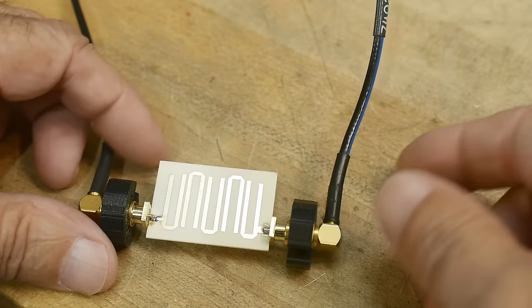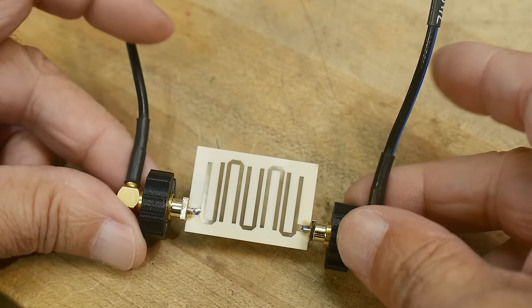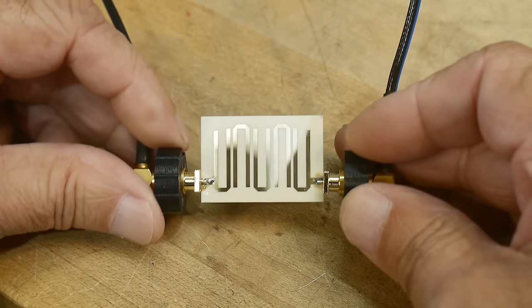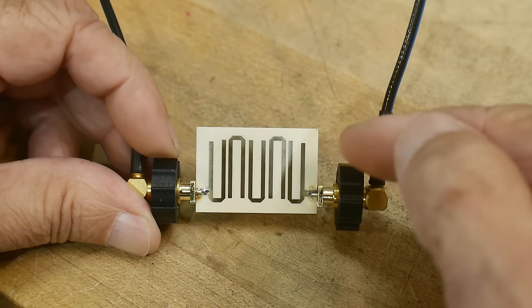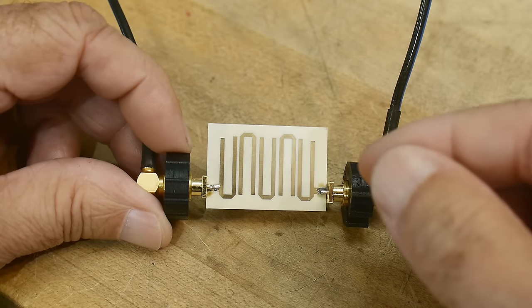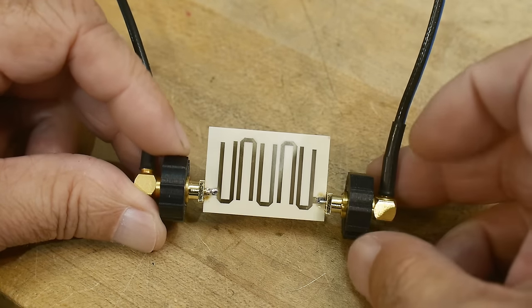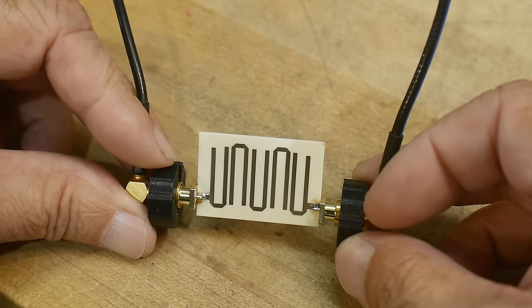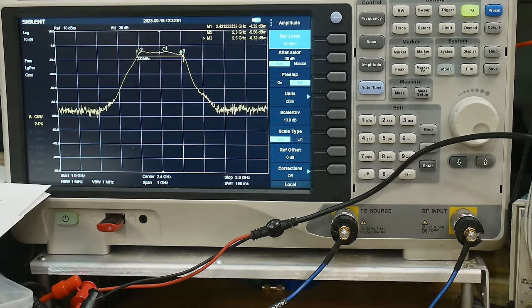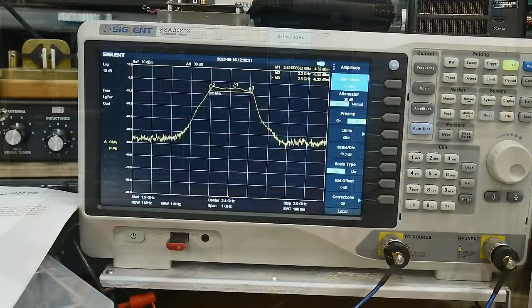All right, I put some SMA connectors on one of the boards, and it's a little difficult to do because these are thin boards. These connectors are kind of set up for 064, and these are 032s, but I made it work. So there we go. I've got it on the spectrum analyzer here. Let me move things around a bit. All right, well, here is the filter shape.